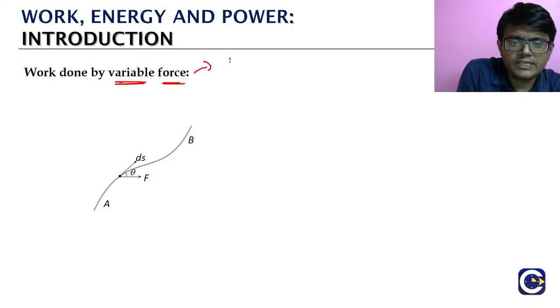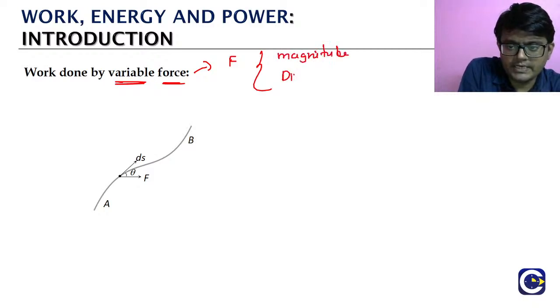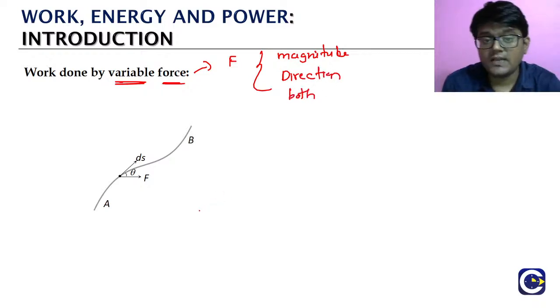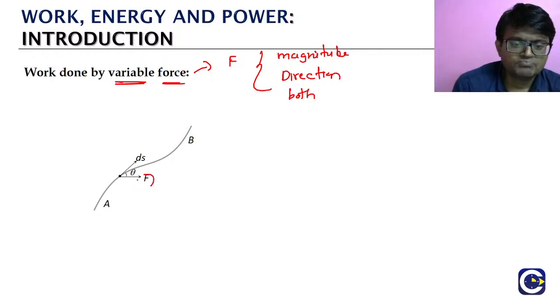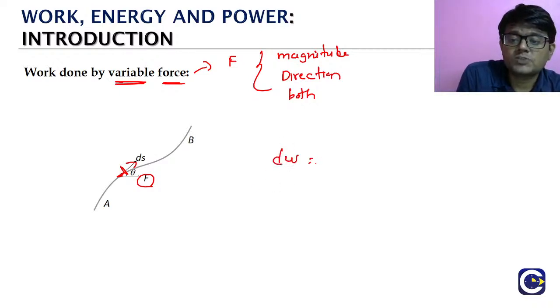The force can change in terms of magnitude or direction or both. That is what we call the variable force. Look at this. Because the force keeps changing, for a small displacement ds in the journey, we will take a very small displacement and look at what is that small work done.